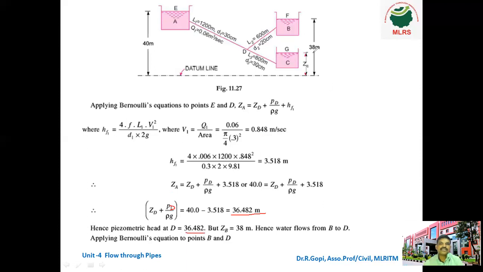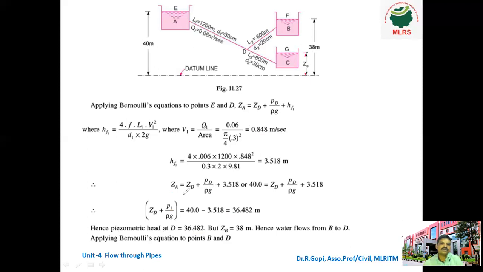The piezometric head at point D is 36.482 meter, but ZB is 38 meter. Which one is lower? Point D. So water flows from B to D only. 38 is higher at point B, and point D is at a lower level, so flow is taken from B to D. This is equation number 1.